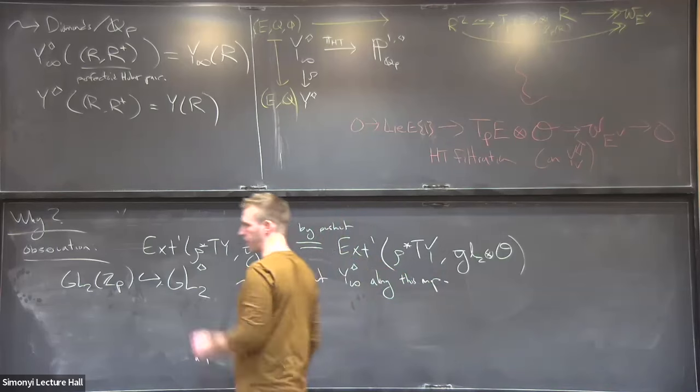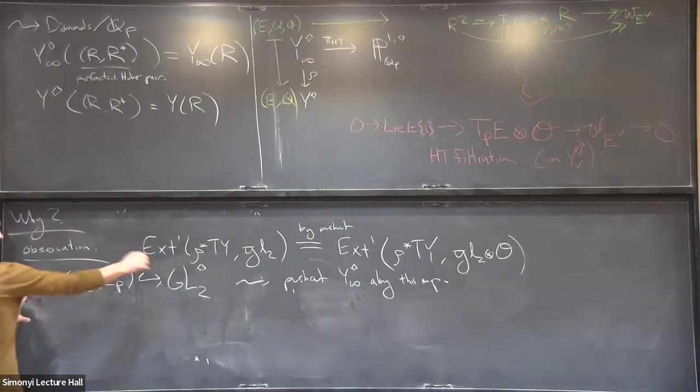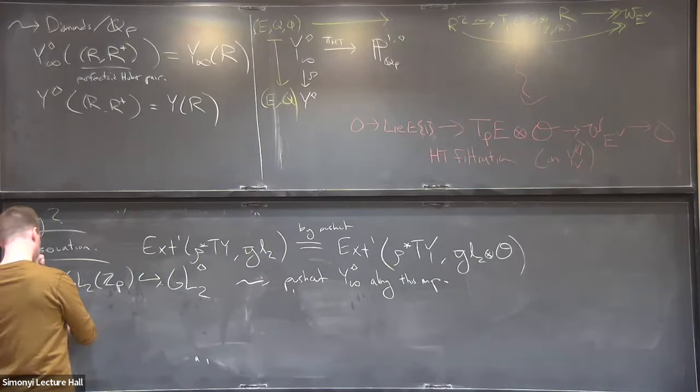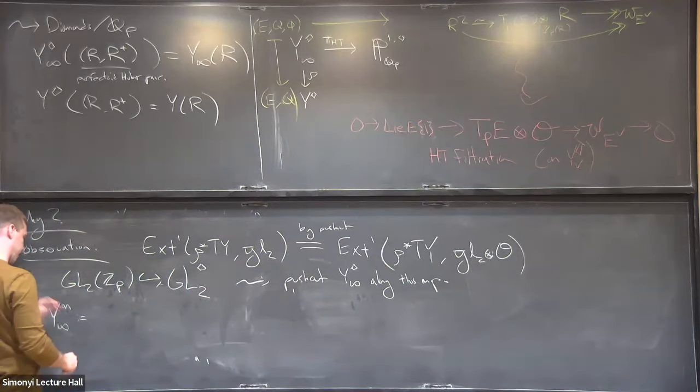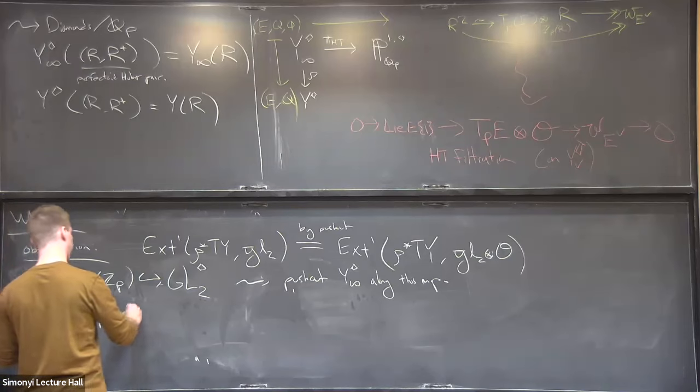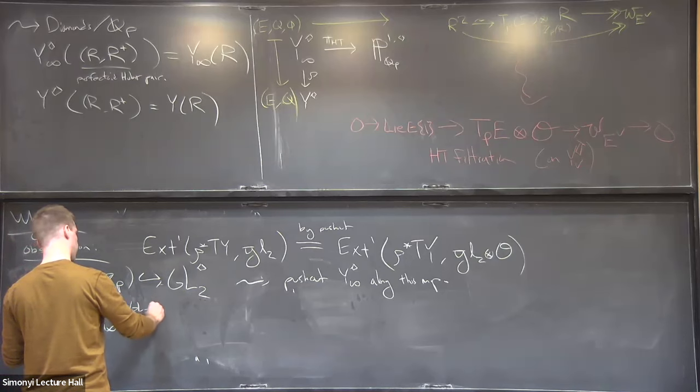Let me give that thing a name and spell out what that means. Y infinity analytic. And for analytic, this is related to some constructions of Lue and of Wan, where this notation comes from. So the Y infinity analytic is just this pushout, which I sometimes denote with this wedge notation.